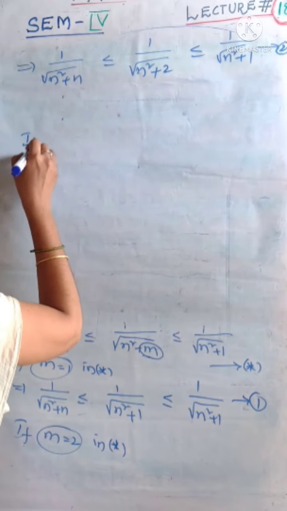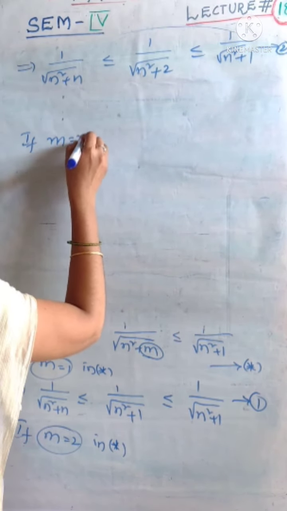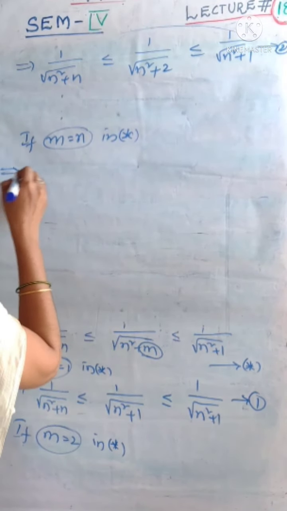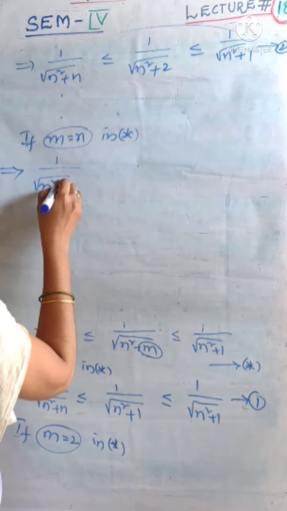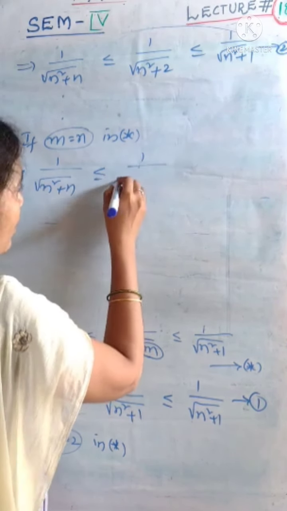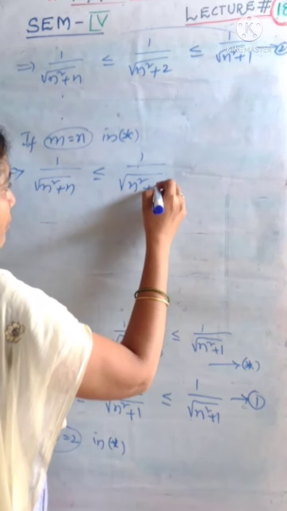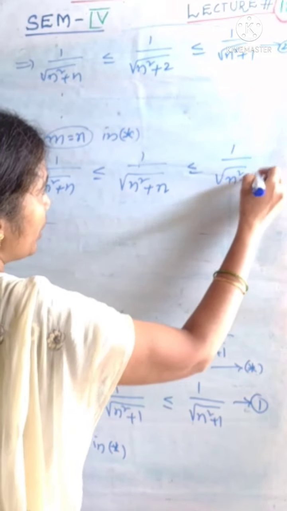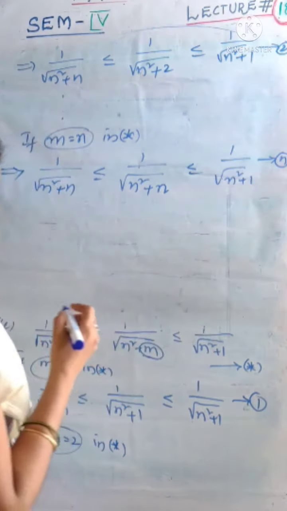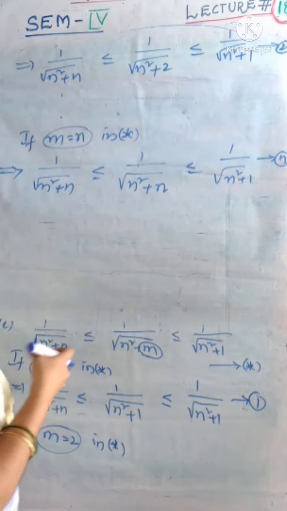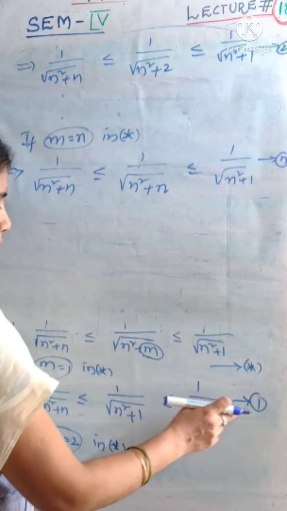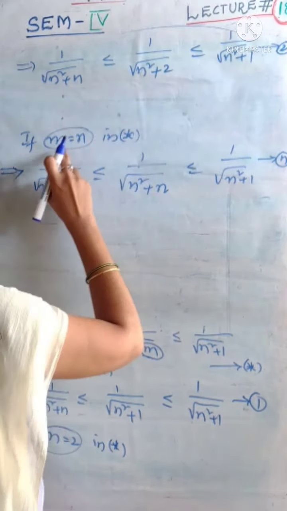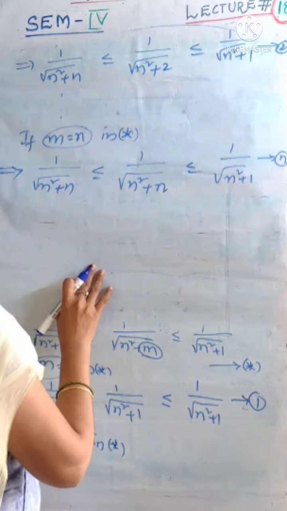And so on. If we take the last value of m as n in the same equation star, then there is no change in the left-hand side; the only change occurs in the middle term. The m value is n now, so it is less than or equal to 1 by square root of n square plus 1. This is the nth equation. Because with the same technique, if m equals 1 we obtain the first inequality, if m equals 2 we get the second inequality, and if m equals n then we have the nth inequality.